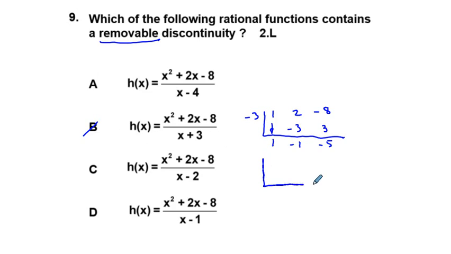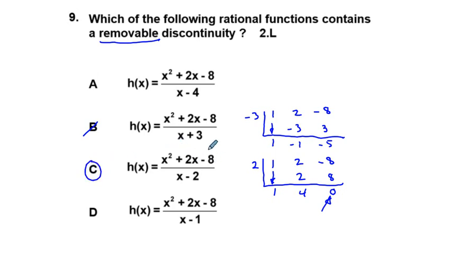And we go to answer choice C. It's very similar to what we did for answer choice B. We're going to put 2 outside the synthetic division bracket and put 1, 2, negative 8. Then we bring down the 1 as before. 2 times 1 is 2, 2 plus 2 is 4, 2 times 4 is 8, negative 8 plus 8 is 0. Since we have 0 as a remainder, that means we have a removable discontinuity, and so C is the correct answer.